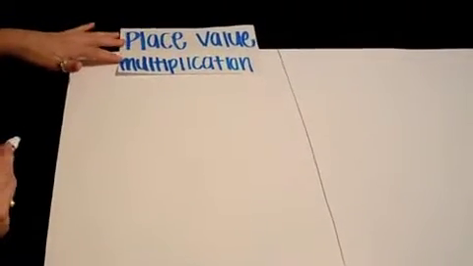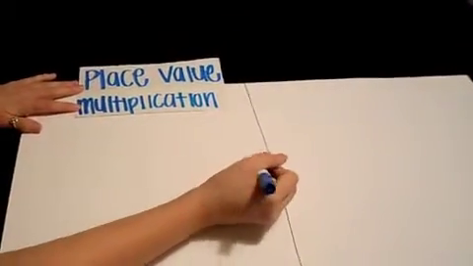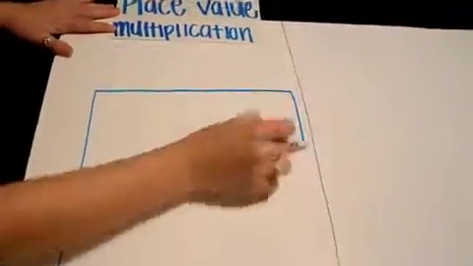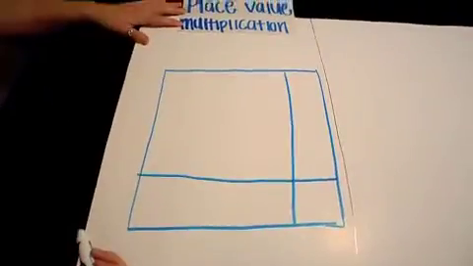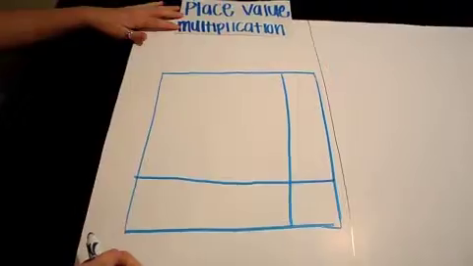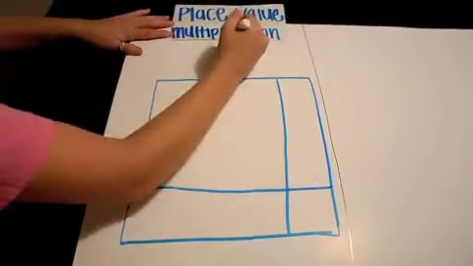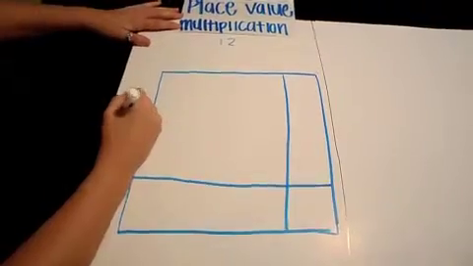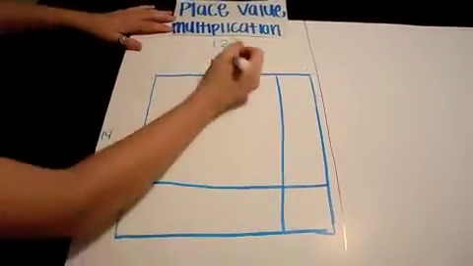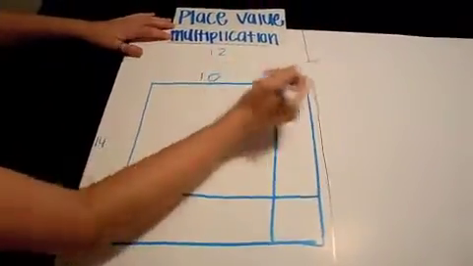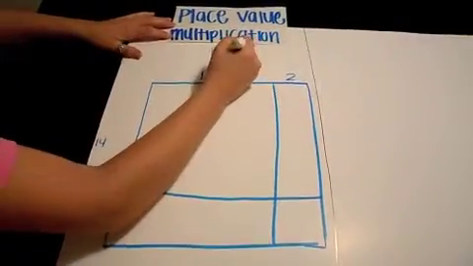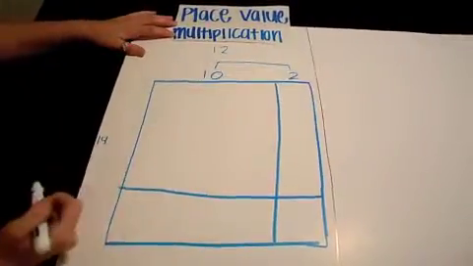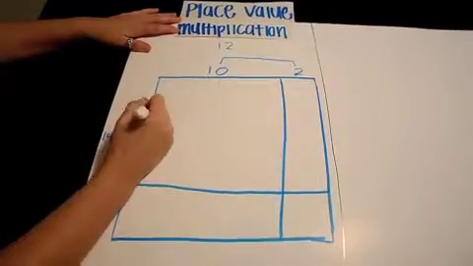Now for another way to multiply, we have place value multiplication. So for place value, we're going to draw a box. Okay, and we're going to multiply 12 by 14, just like we did with the blocks. So our 12 and our 14. Now we're going to break it up into 10 and 2 for our base 10 and our ones. We're going to do the same for 14.